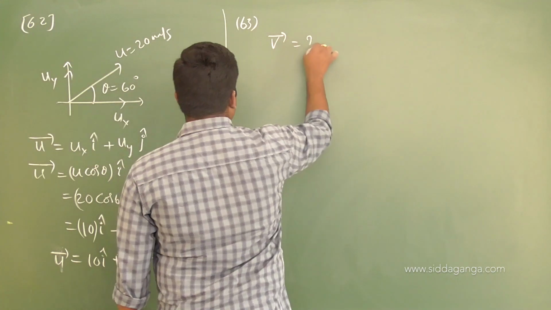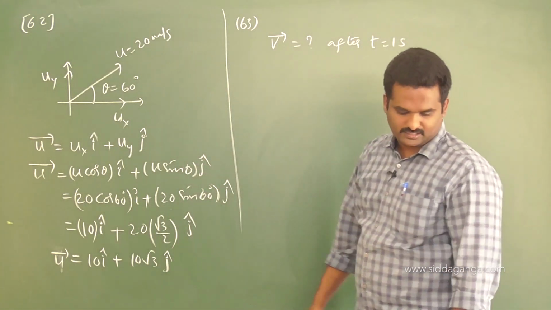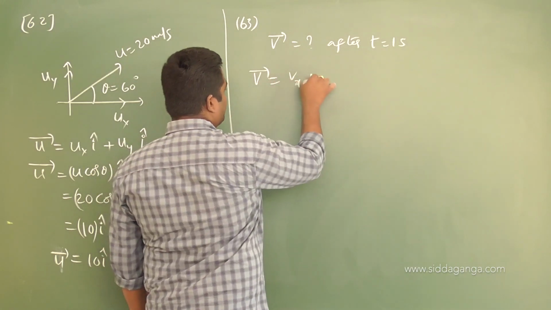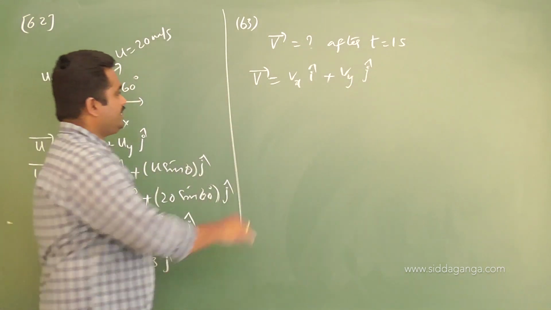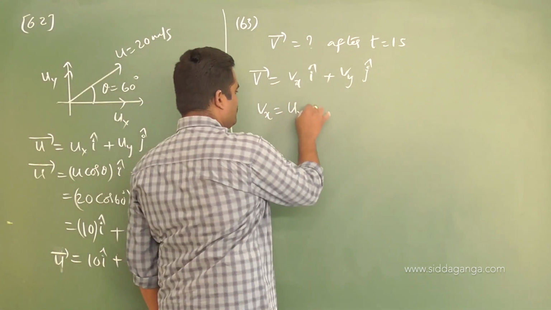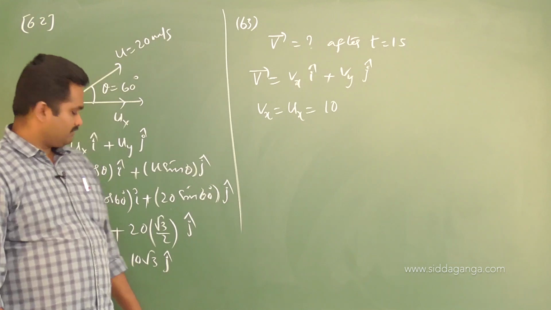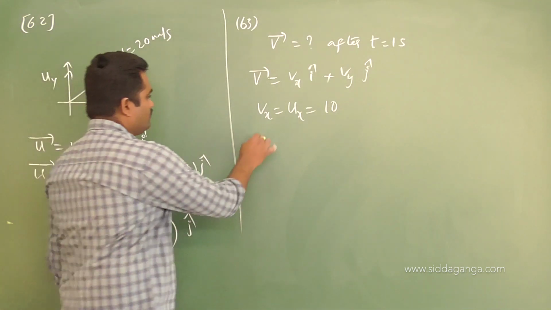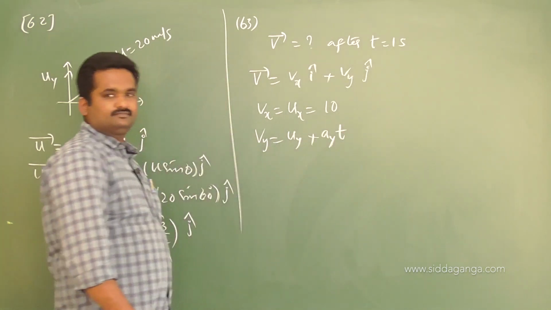What is the velocity, v bar, after t equals 1 second? You know, velocity is v bar equals vx i cap plus vy j cap. Vx throughout the motion for an oblique projectile, we have studied, is ux. How much is the value of ux? You got 10. This is 10, directly I am writing here. From this, this is ux and this is uy. Keep it in mind. And to find vy, the formula is vy equals uy plus ay into t.